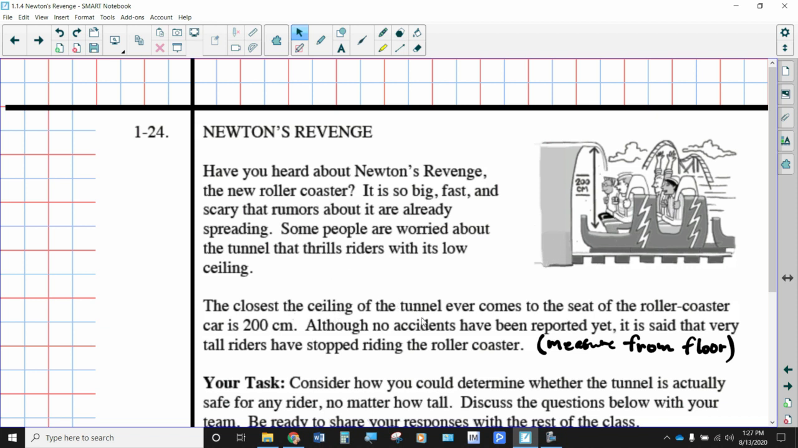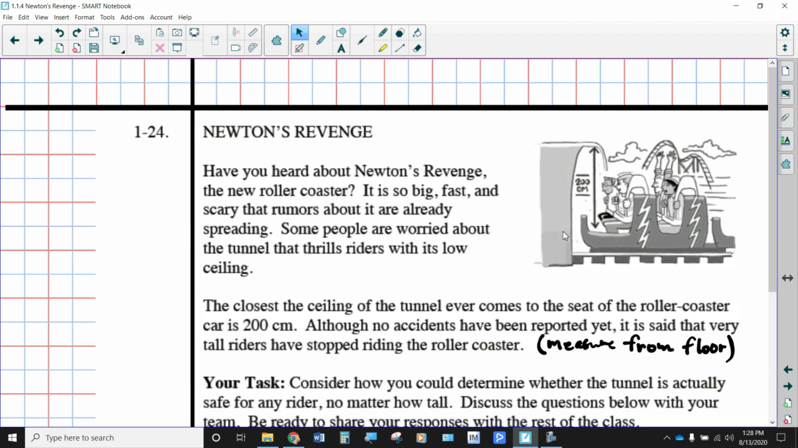So the closest the ceiling of the tunnel ever comes to the seat of the roller coaster is 200 centimeters. So remember, here's the seat, not from the bottom, but from the seat. When you measure straight up vertically, the highest point of the tunnel, the top of the tunnel, is 200 centimeters from where they are sitting. Although no accidents have been reported, it is said that very tall riders have stopped riding the roller coaster.